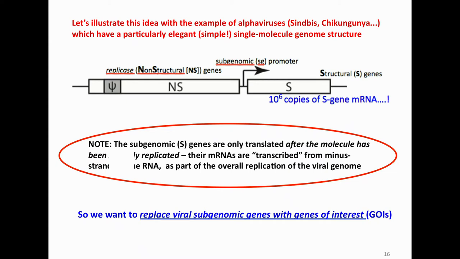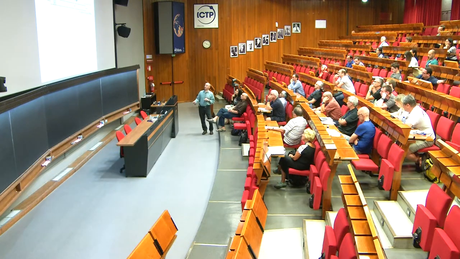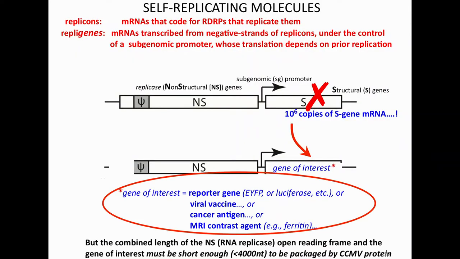Basically, we want to take an RNA viral genome like this, cut out the structural genes, replace them by genes of interest, which could be, at first, reporter genes to quantify what's happening, and then viral vaccines, cancer vaccines, anything you like. We're basically inserting into the viral replicon a gene of interest and taking out the structural genes of the virus so that you don't have an infectious reagent.